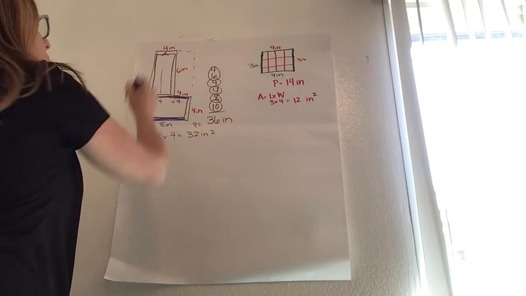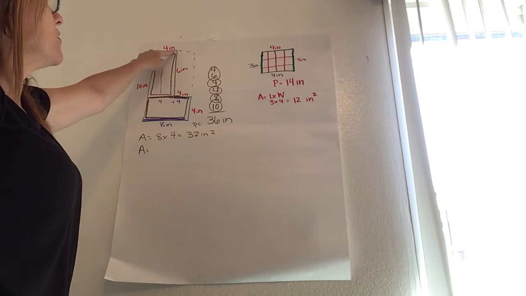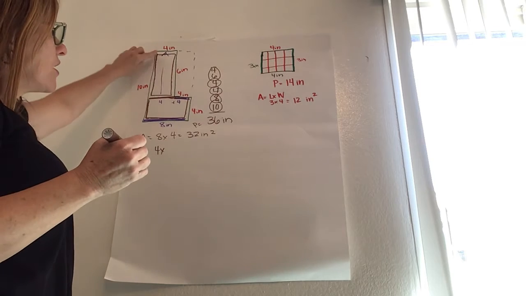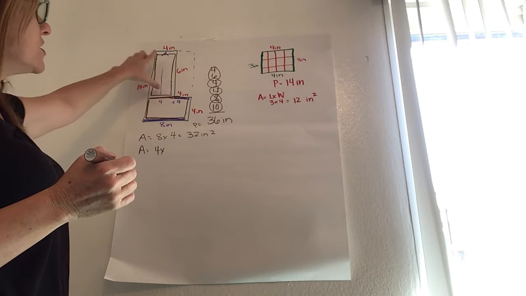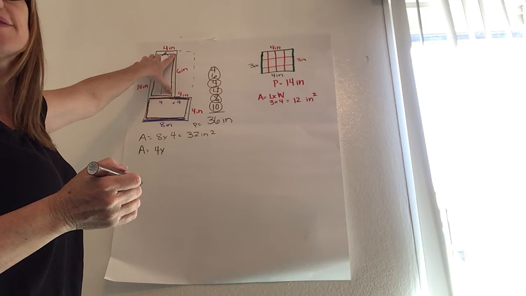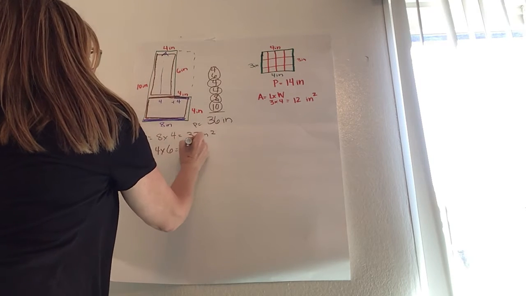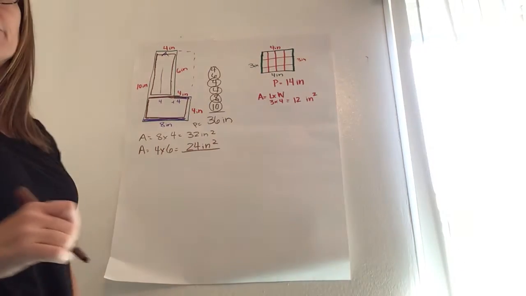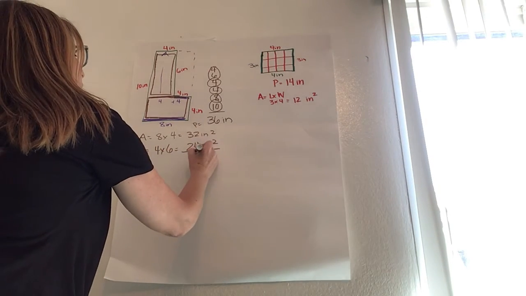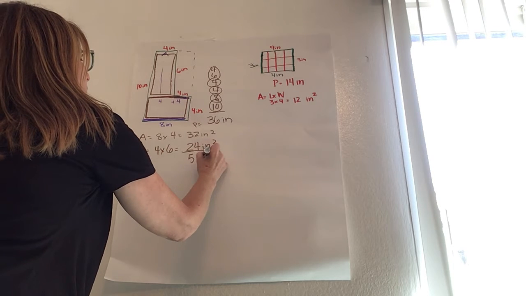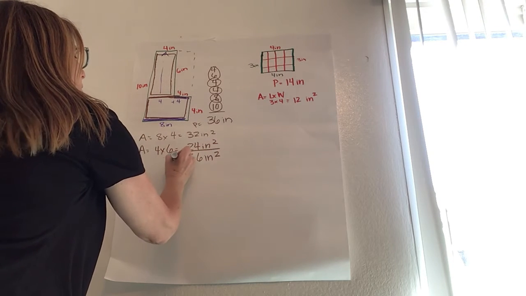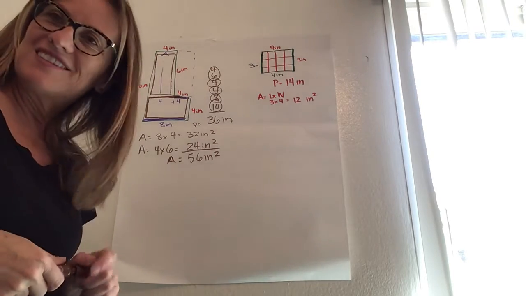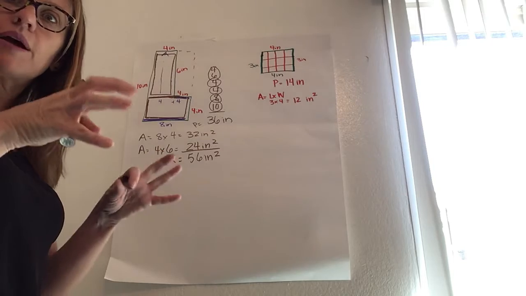Okay, then I'm going to do my top rectangle, and I know that my length is 4, and I don't want to do 10 again, because that's the whole thing, so I'm just going to do this little section right here, which is 6. So 8 times 6 equals 24 inches squared, and then if I add them all together, I have 56 inches squared is my area, okay? I think the reason that I like these is it seems like a puzzle and you have to kind of play around with it.